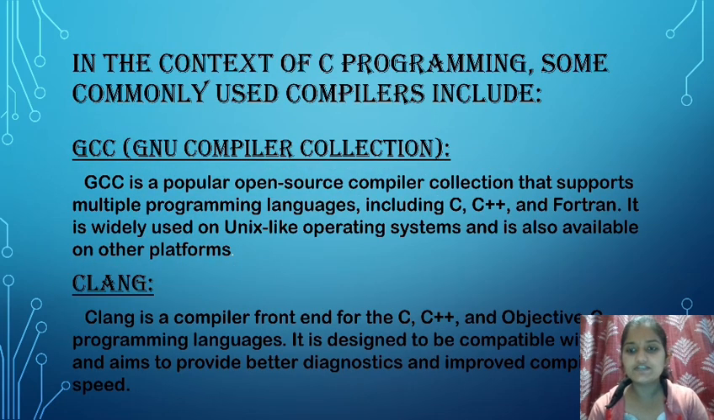In the context of C programming, some commonly used compilers include GNU Compiler Collection. GCC is a popular open source compiler collection that supports multiple programming languages including C, C++, and Fortran. It is widely used on Unix-like operating systems and it is also available on other platforms. Next is Clang. Clang is a compiler front end for the C, C++, and Objective-C programming languages. It is designed to be compatible with GCC and aims to provide better diagnostics and improved compilation speed.